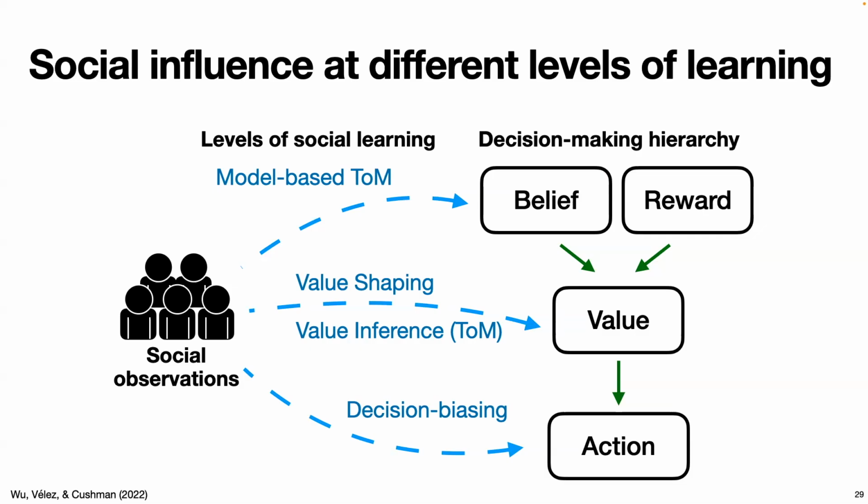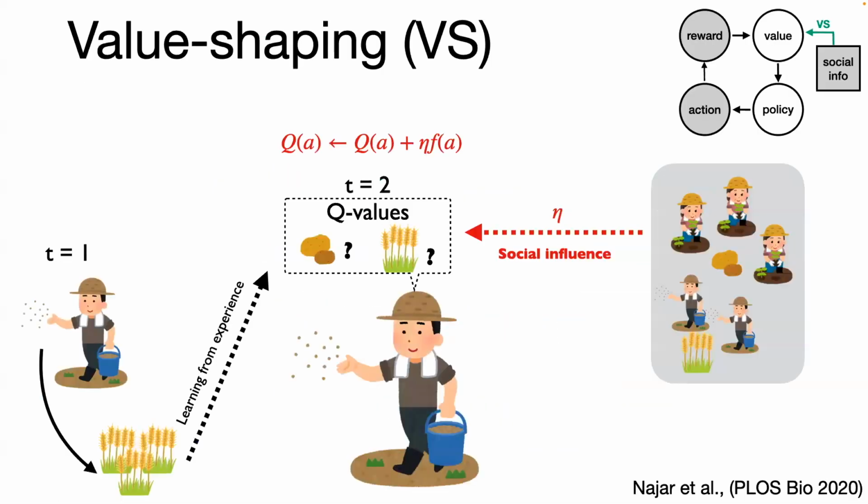That maybe lets us generalize even more, to more diverse settings, and leverage that social information even more effectively. So we're going to first start with a very simple form of value-based social learning, where the social information influences not the policy, but the value representation. This is called value shaping, and it's very much informed by previous work on stimulus enhancement.